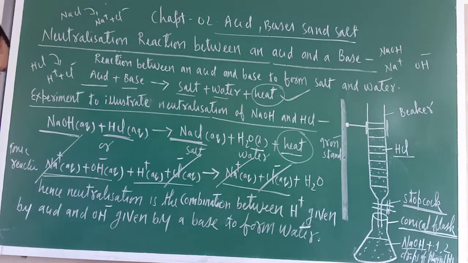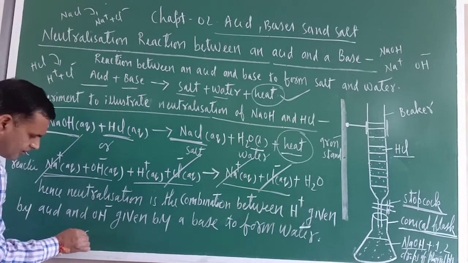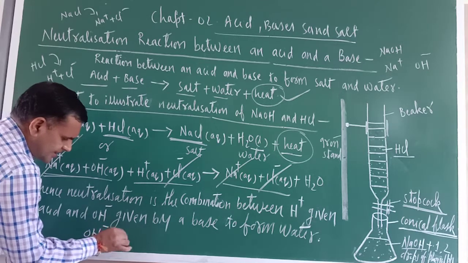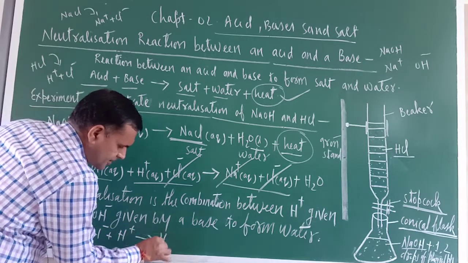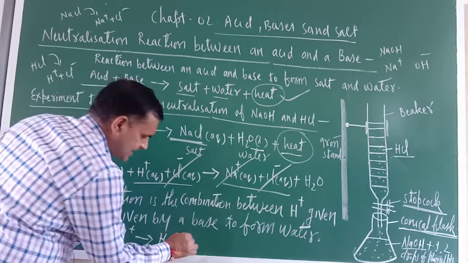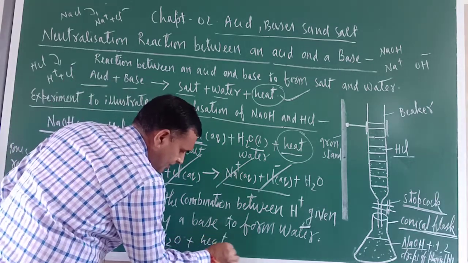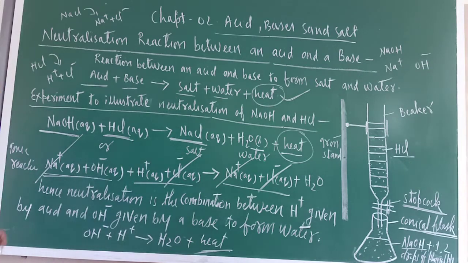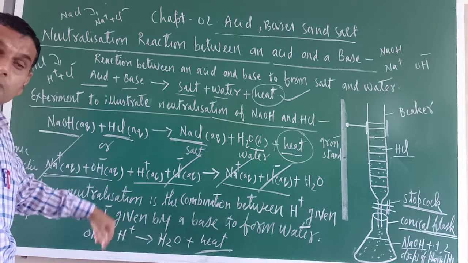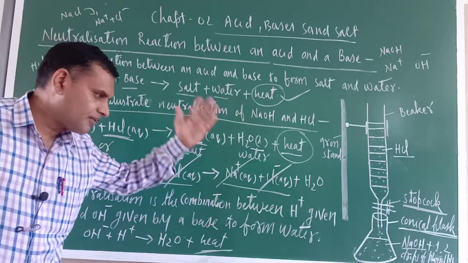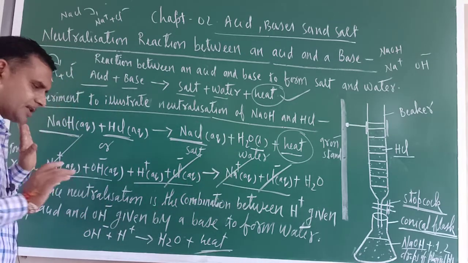Now ultimately what is left? Ultimately OH negative plus H positive is left. This is equal to H2O plus heat. So just see what the neutralization reaction is. Now we can redefine the neutralization reaction. Neutralization reaction is nothing but a combination between H positive given by acid and OH negative given by base to form water. Okay, just try to understand.